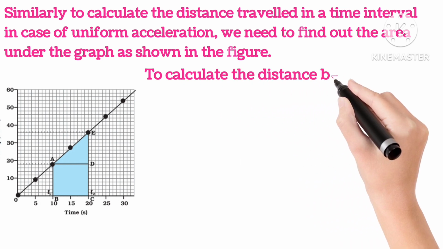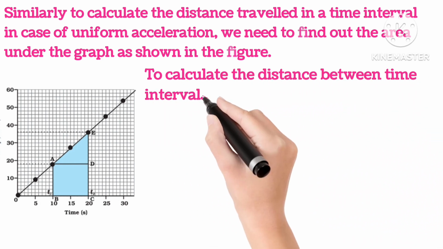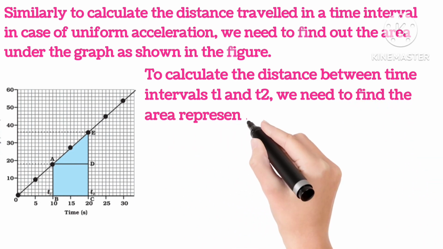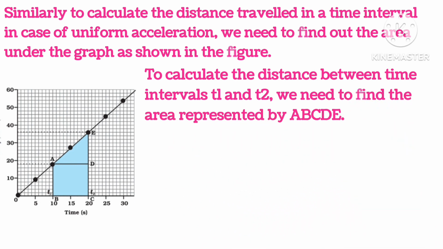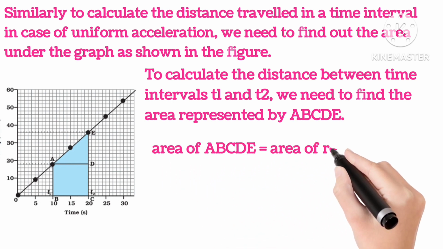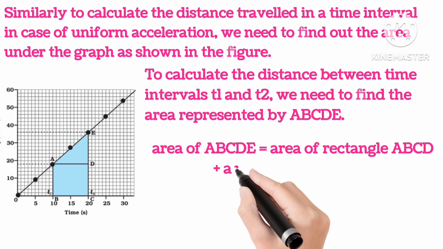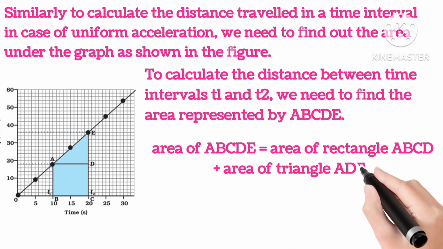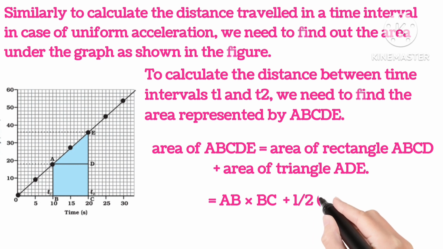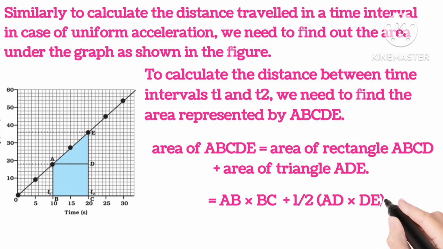So to calculate the distance between time intervals t1 and t2, we need to find the area represented by A, B, C, D, E. So area of ABCDE is equal to area of rectangle ABCD plus area of triangle ADE, which is equal to AB into BC plus half AD into DE.